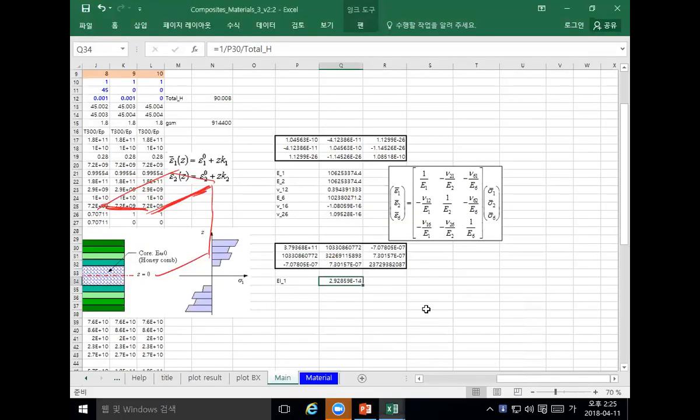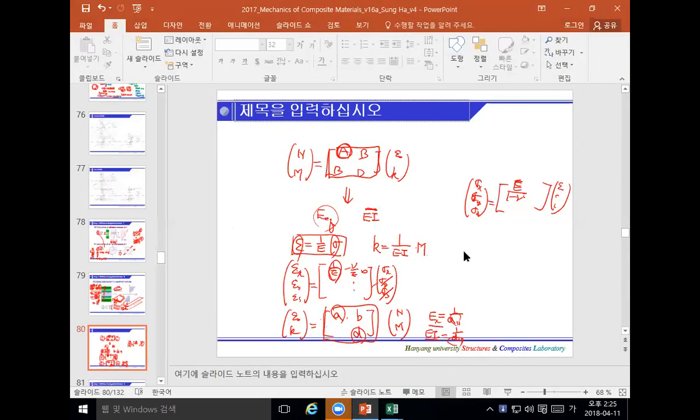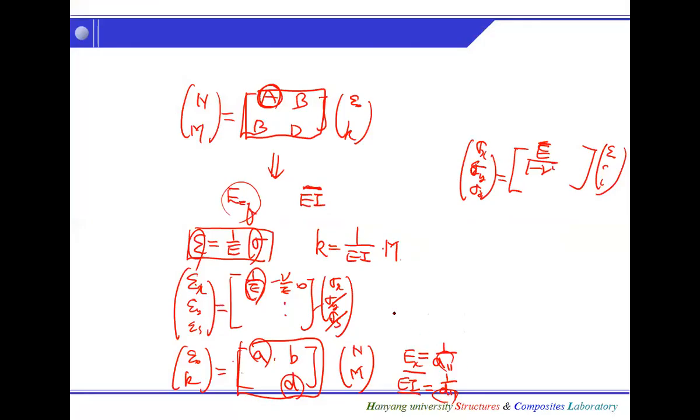I cannot remember, is it a divide by H? The reason we divide by H is that, by definition, the material property needs to be stress. In-plane strain is always the integration of sigma over dz. So we have to divide this, and the moment, I'm sorry, this moment.